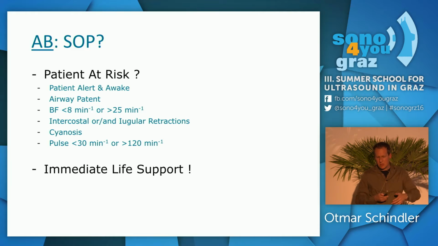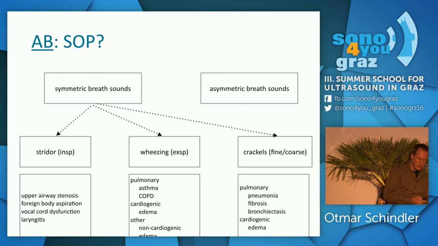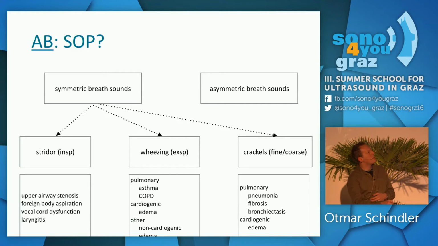If these things are just normal, we can go on and listen to the patient's chest. If he has symmetric breath sounds, it could be inspiratory stridor. That's extrathoracic stenosis, yeah? So up to the bifurcation of the trachea. Upper airway stenosis, foreign body aspiration, vocal cord dysfunction, sometimes laryngitis in children, yeah? If it's expiratory, wheezing, so that's either from the lungs, asthma, COPD, or it's from the heart, edema, or another cause of edema, yeah? Non-cardiogenic pulmonary edema.